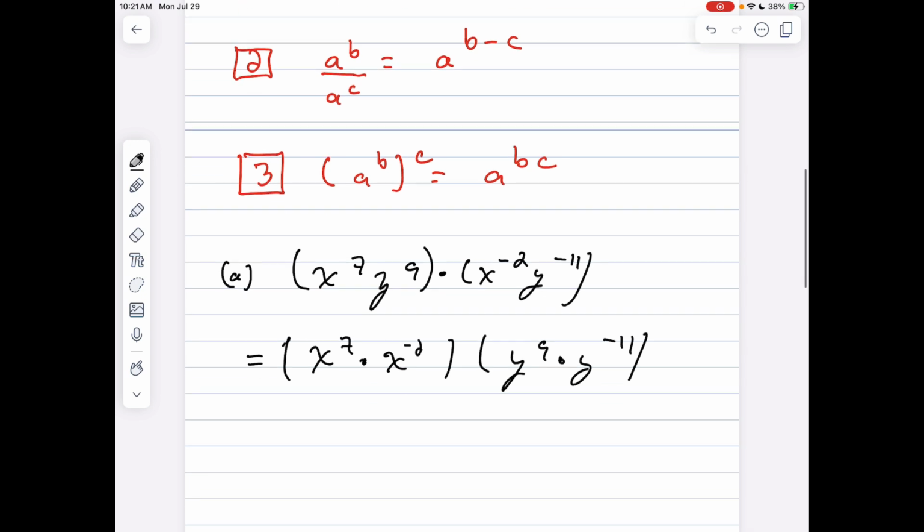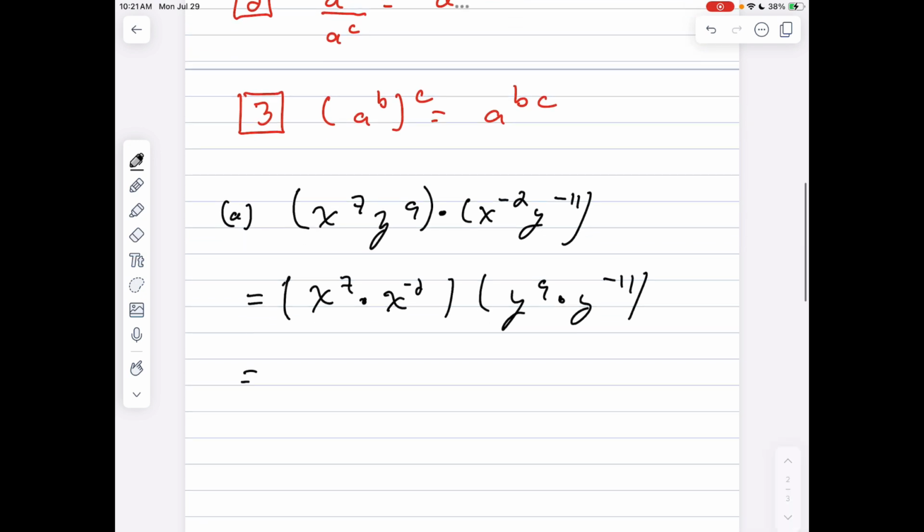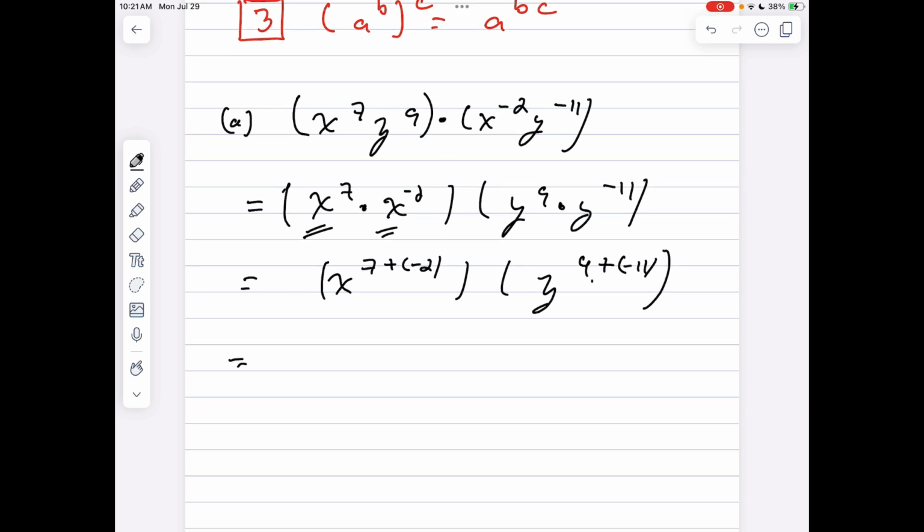So we have x to the 7th times x to the minus 2. These exponents have the same base, so I'm going to add the two exponents together for the x. I'm going to do the same thing for the y: y to the 9th times y to the minus 11. If we do the math, 7 plus minus 2 is like saying 7 minus 2, which is 5. And then y to the negative 2 is what we have left. So that's your answer.